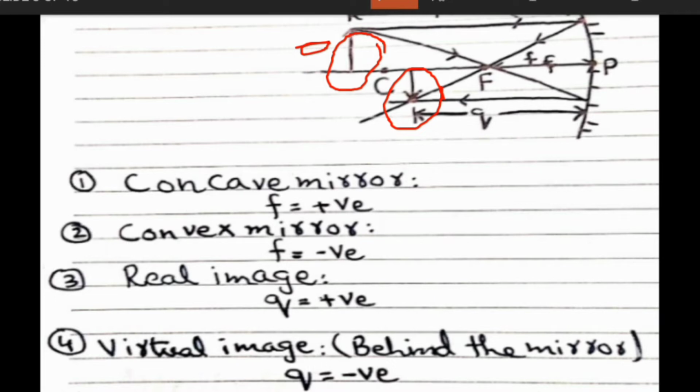Similarly, the distance from the image to the spherical mirror is known as image distance or position of image, or location of image, and it is represented by small q.